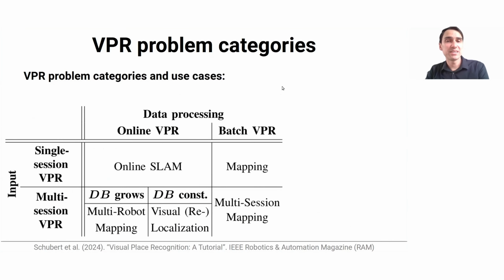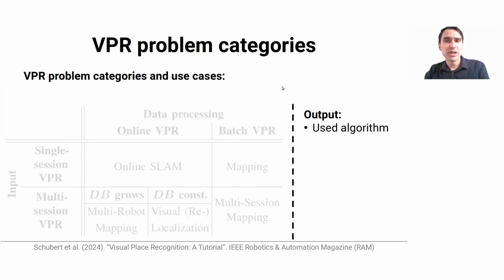Different input and data processing categories lead to different use cases, as shown on the slide. For example, Online SLAM runs in a single session and compares a current query image to previous query images online. Accordingly, single session online VPR is used for Online SLAM. The output category rather determines which algorithms can be used for a specific use case.